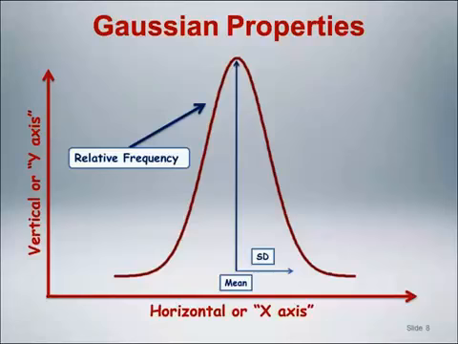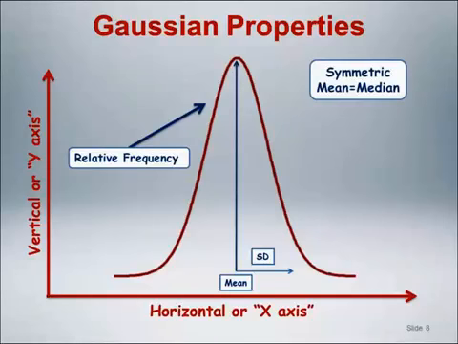The standard deviation, or SD, is a measure of the spread of the values around the mean. Also note that the Gaussian distribution is symmetric. From previous material we have covered, this implies that the mean and median are identical.